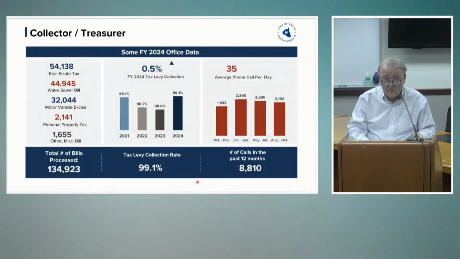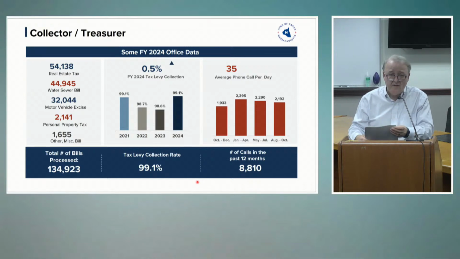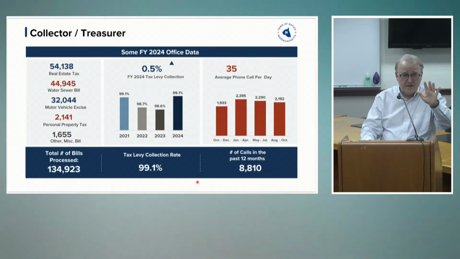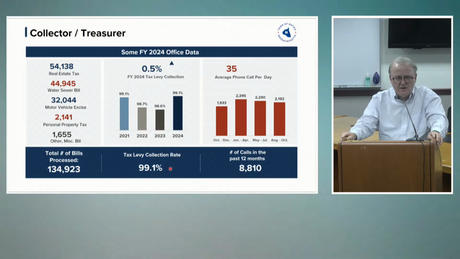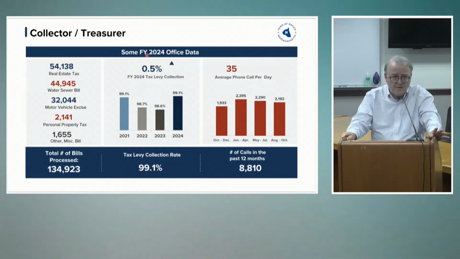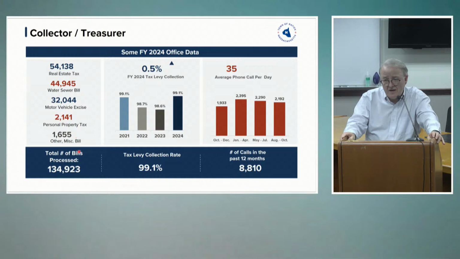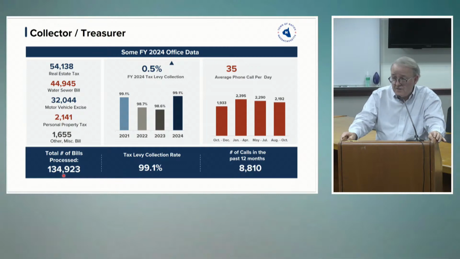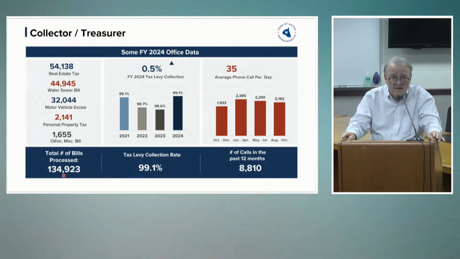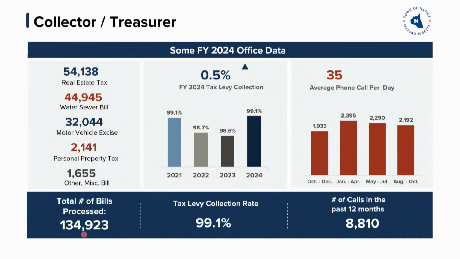All right, so go on to the next slide of the Collector Treasurer's Office. The Collector Treasurer's Office is a very busy office. I just wanted to give you a couple of stats. Total number of bills processed, this is for FY24, right? Yes, 134,923. That's processed by 6 people in the office. Unfortunately, it's gone down as low as 4 because we have a hard time hiring people. So the volume with regards to how many people we actually have in the office is very high.